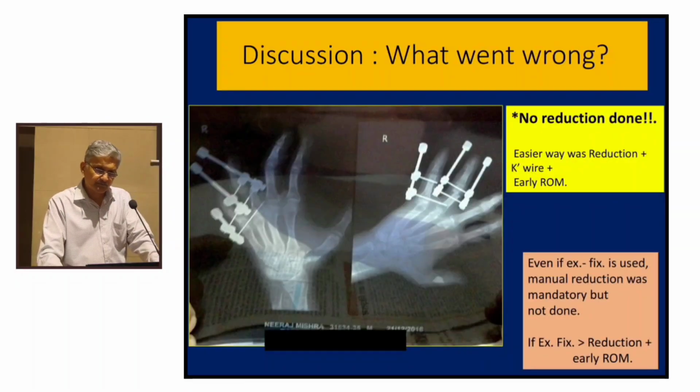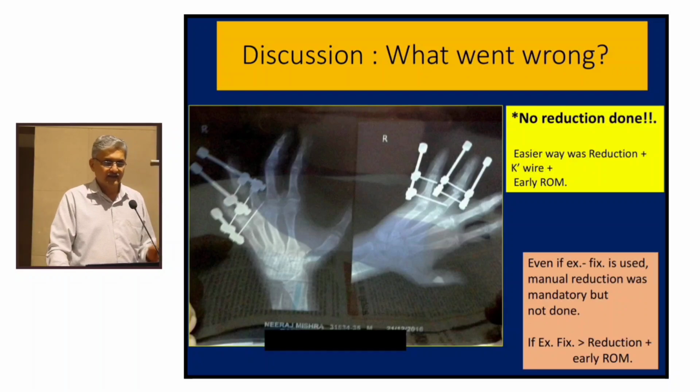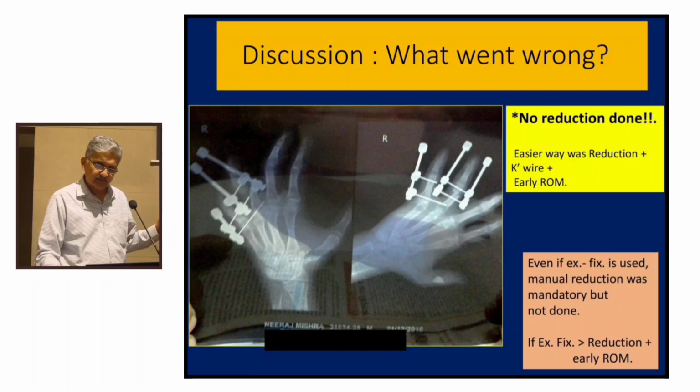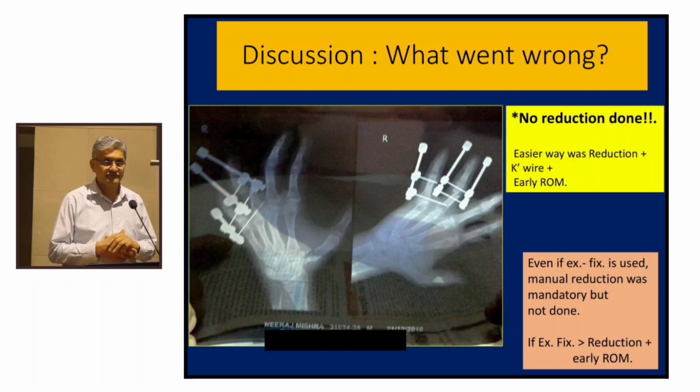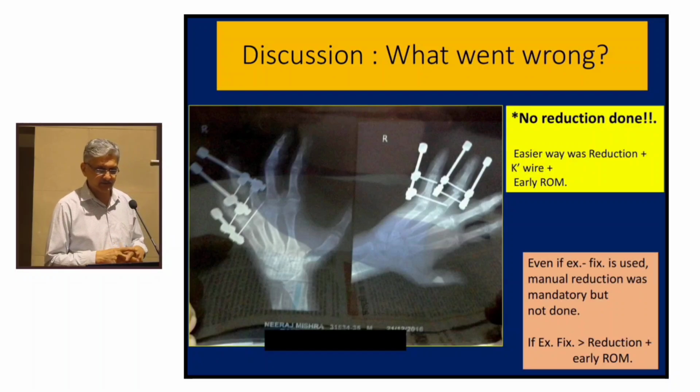So what went wrong? An external fixator is not an automatic device. It's not a computer generated thing that will automatically correct the displacement. Unless you correct the displacement, a fixator is going to maintain the deformity in the present position. Therefore, the most important thing was not the fixation device. The most important thing here was the correction of the displacement. And then you put a fixator, a K wire or plate, whatever, but correction of the angulation and displacement was the most important thing.